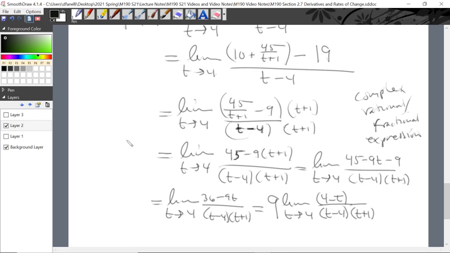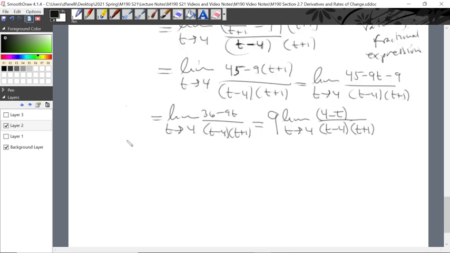So now can we cancel out or remove the discontinuity? Well, we have a 4 minus t and a t minus 4, and those are opposites of each other. So if we cancel those out with each other, we'd be left with a negative 1, right? t minus 4 over 4 minus t is equal to negative 1, right? So this equals negative 9. I'm going to pull the negative 1 to the front, again using a limit law, times the limit as t approaches 4 of 1 over t plus 1.